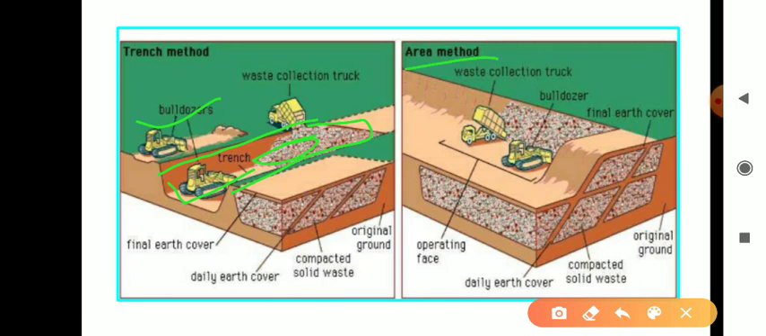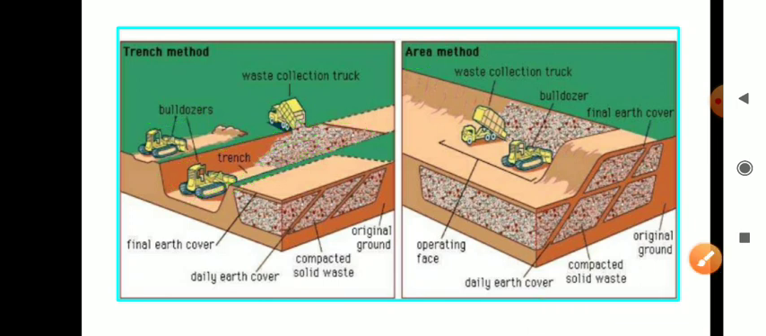And this is the area method. The area method is mainly used in terrain areas and low-lying areas, where natural pits are there. They are filled with solid waste, and after that they are covered with earth soil. This process will go on till the normal ground level is reached.